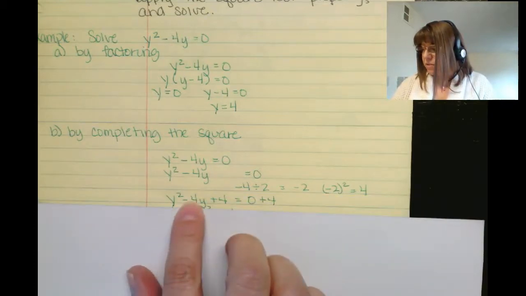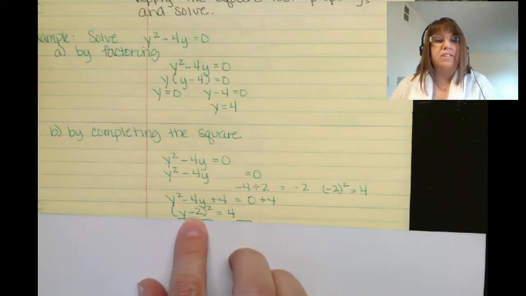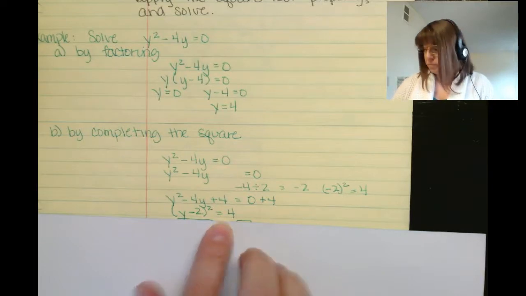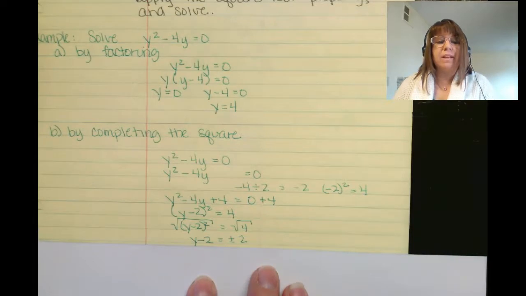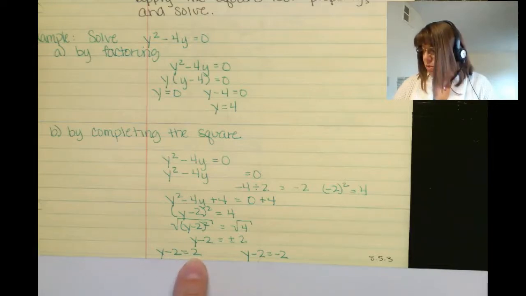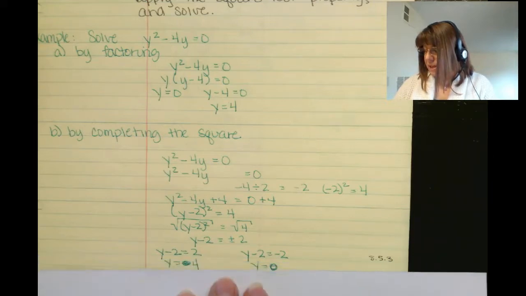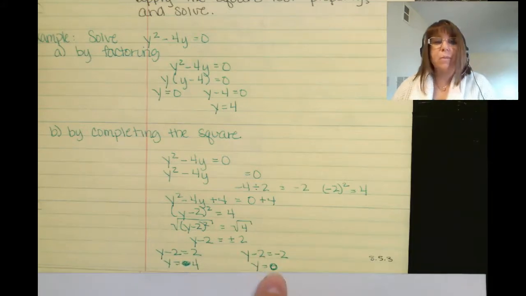I get y squared minus 4y plus 4 equals 4. Now it's y minus 2 quantity squared equals 4. Take the square root of both sides, leaving me with y minus 2 equals plus or minus 2. The two equations are going to be y minus 2 equals 2, y minus 2 equals negative 2. Subtract 2 from both sides, or pardon me, add 2 to both sides, I get y equals 4. Add 2 to both sides, I get y equals 0. Same solution, different method.